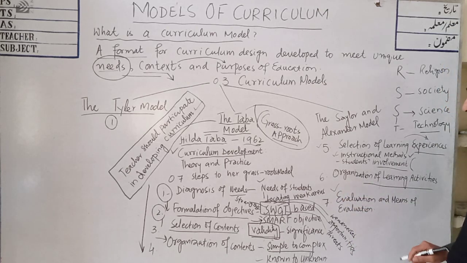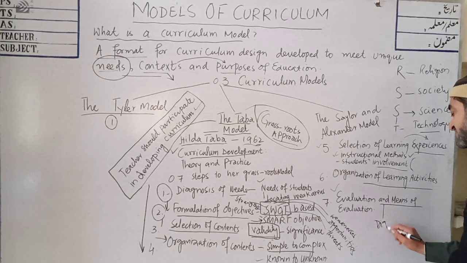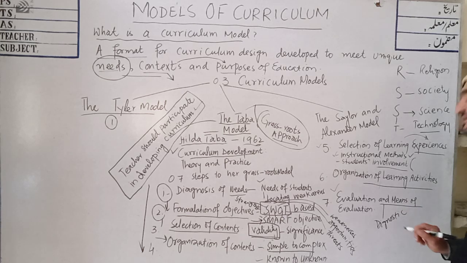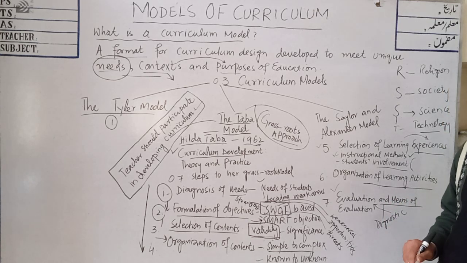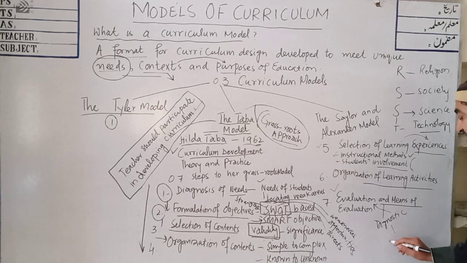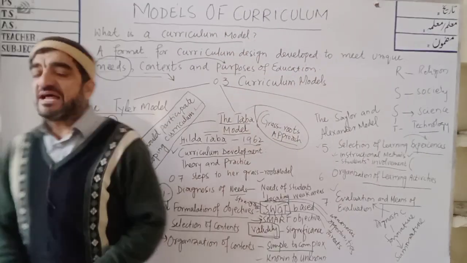The seventh one is known as evaluation and means of evaluation. The first one is diagnostic evaluation. Diagnostic evaluation is that evaluation which is carried out before the commencement of the curriculum or contents. After diagnostic, there will be formative evaluation. Formative evaluation is carried out during the teaching learning process, and the last one is summative evaluation, that is the final evaluation carried out at the end of the learning activities.